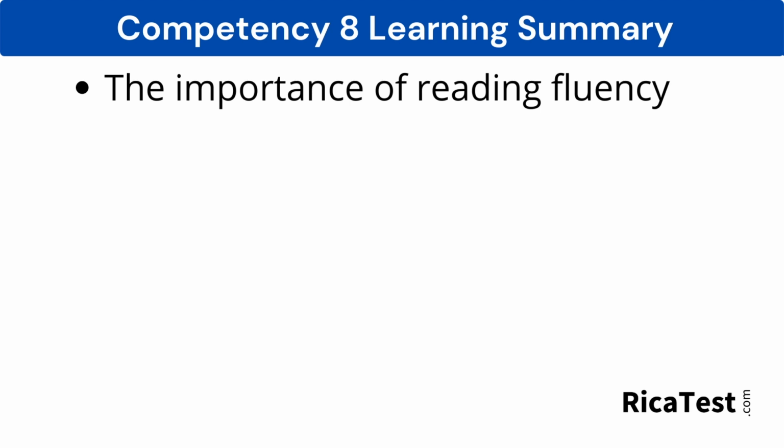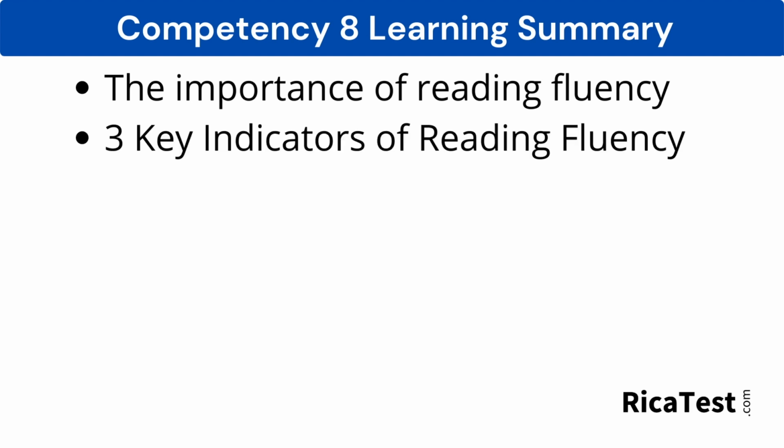Both of these reading areas are required to reach automaticity, which we continue to say each lesson is the goal of reading. Next, the three key indicators. This is really important for your test, so remember these: accuracy, rate, and prosody. These are the three key indicators for reading fluency. One more time, accuracy, rate, and prosody.